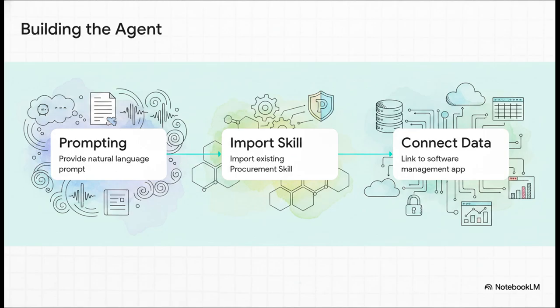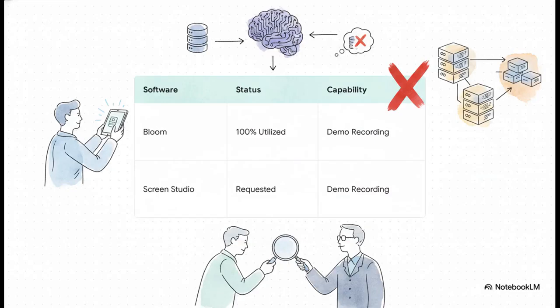The system automatically wires up all that complex configuration in the background in seconds. It's incredibly fast. Now, this is where it gets really cool. Notice how the agent actively reasons using the data you gave it. Let's say an employee requests a new tool called Screen Studio for high-quality demo recording.